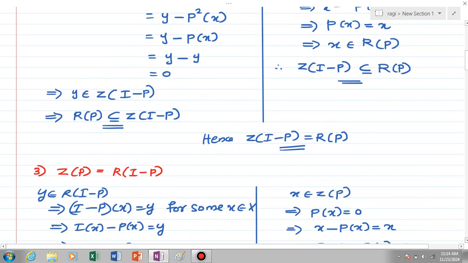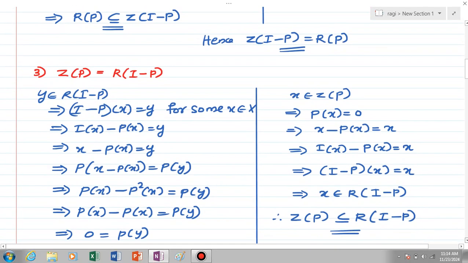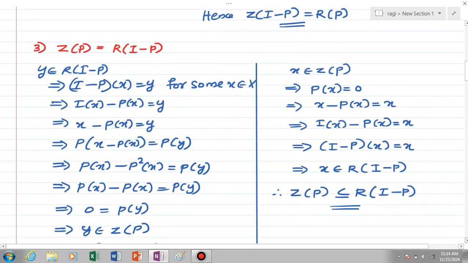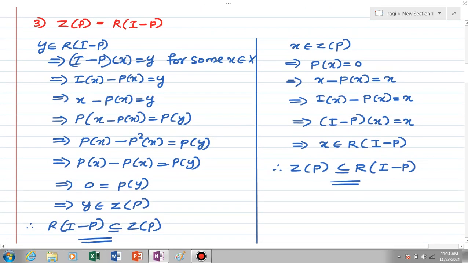Again, the third result is Z of P is equal to R of I minus P. Okay, that is, the zero space of P is equal to the range space of I minus P. The proof is similar to the one above. Okay, so we are proving R of I minus P is a subset of Z of P, and Z of P is a subset of R of I minus P.